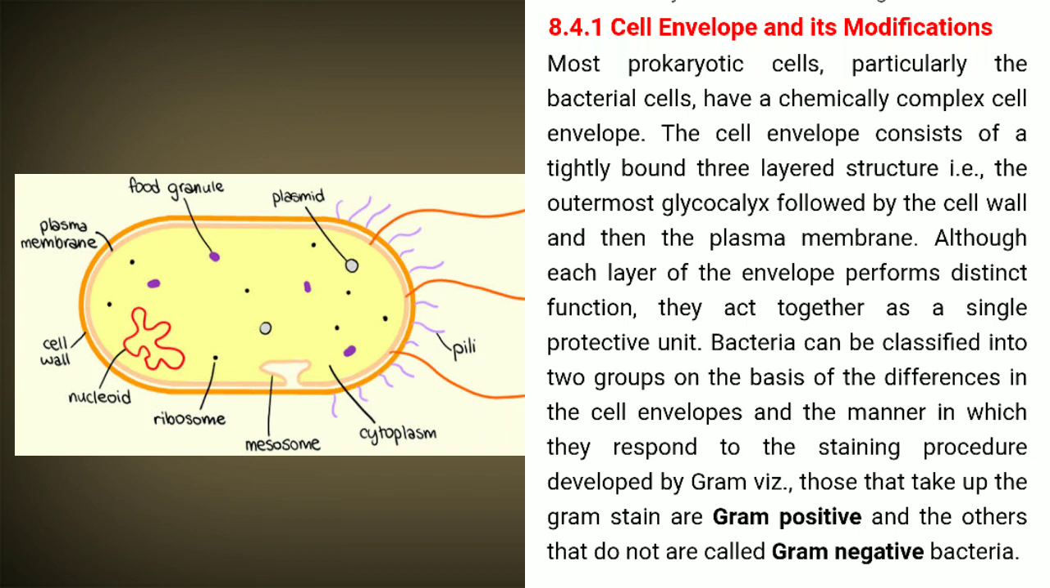Now let's discuss the outer envelope of these prokaryotic cells. Generally, these prokaryotic cells have an outer covering. And this outer covering consists of an outer slime layer or capsule, a middle cell wall, and the inner cell membrane. So they have this three-layered outer envelope, and together that is the cell envelope.